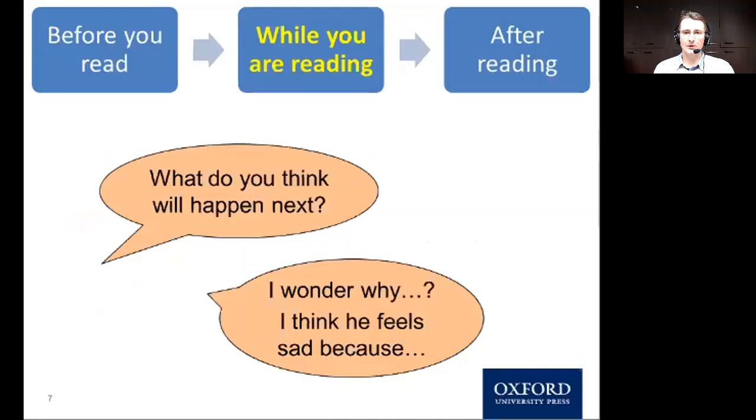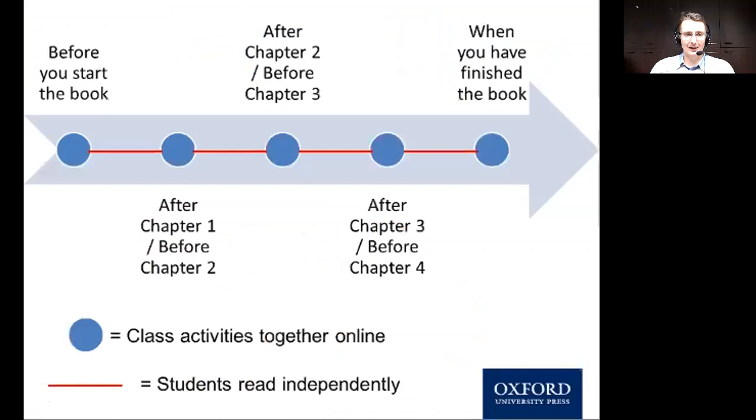One way to do that is to ask questions yourself. What do you think will happen next? And even if students don't answer, the trick is to get them thinking like a good reader. The other easier way of doing this is to think out loud. So you show what a good reader's thought process is. I wonder why Sherlock Holmes is dressed like a fisherman or something like that. Oh, I think he feels sad because, and so on. And what you'll find is your students will start thinking just like you. You're developing good reading habits.